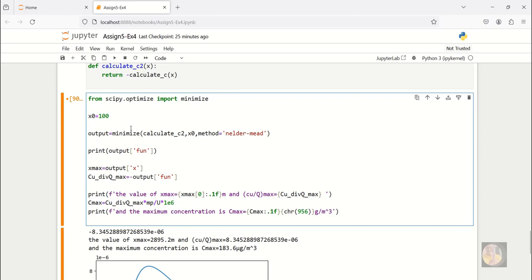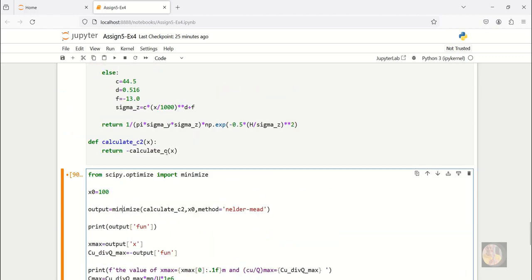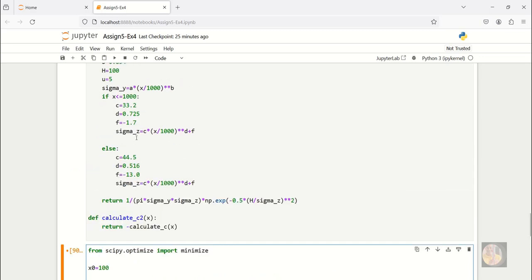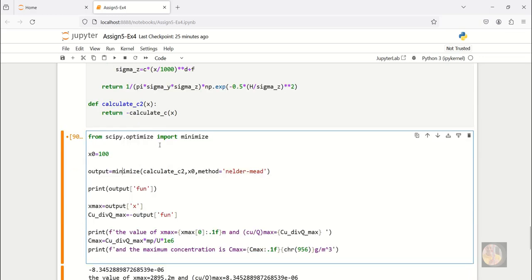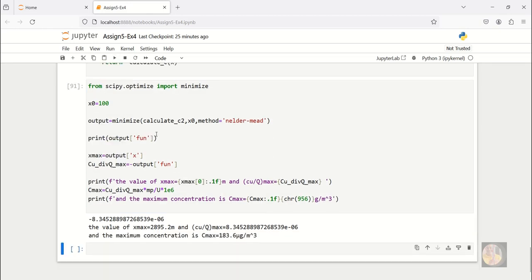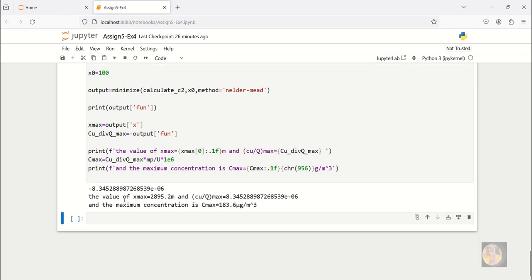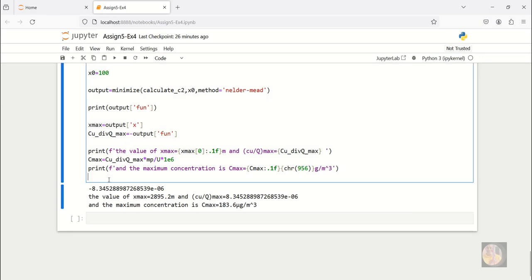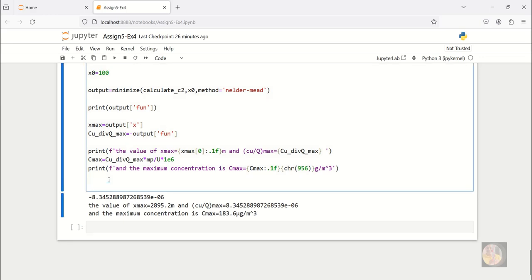So this function will try to guess, changing the value starting from x0 until it reaches the output, the minimum. Okay, the minimum of minus calculate c will be the maximum of this function, which will be x max, our x max. So we will be able also to calculate c max. So I'm gonna run this. When you run it, you obtain minus 834. In reality, we don't obtain something like this, but I'm gonna show you what we obtain.